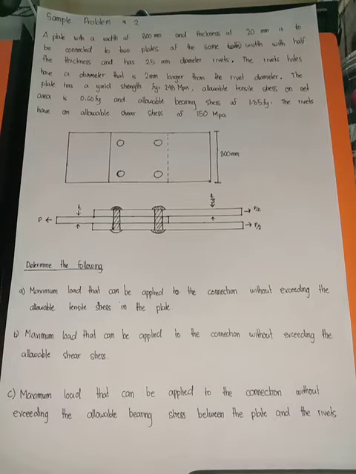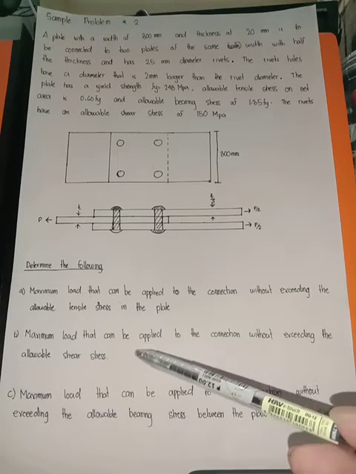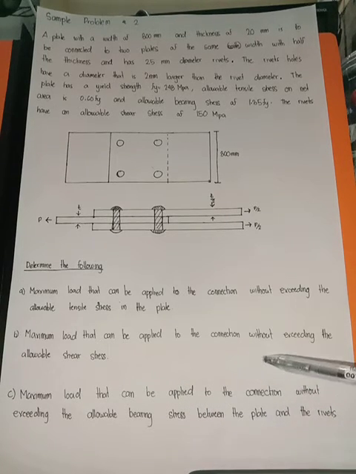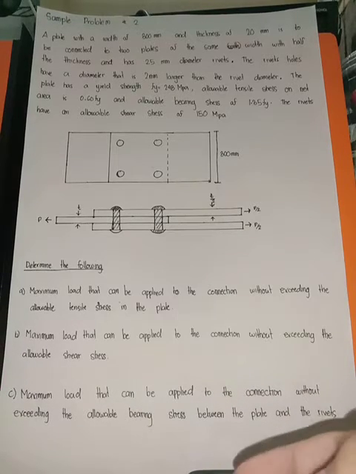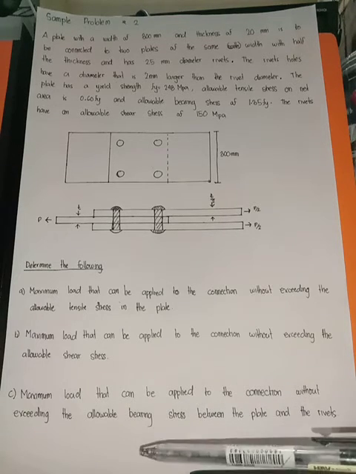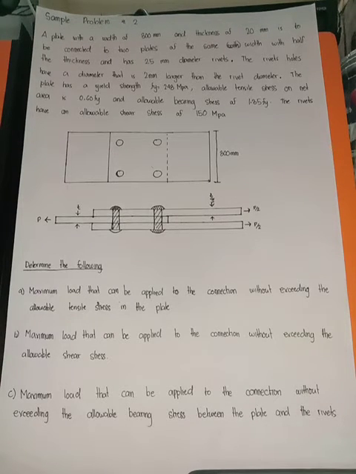First is the maximum load that can be applied to the connection without exceeding the allowable tensile stress in the plate. Then in B, the maximum load that can be applied to the connection, this time without exceeding the allowable shear stress. And in C, the maximum allowable load that can be applied to the connection, this time without exceeding the allowable bearing stress between the plate and the rivets. So what we are looking for are the shear, tension, and bearing. We are looking for the loading or the P without exceeding their allowable stresses.